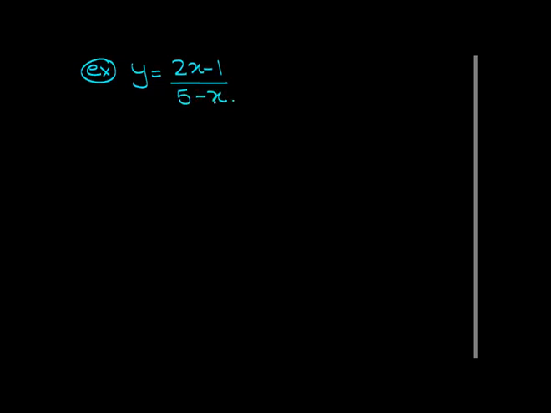Now this equation, or you can think of it as a formula, calculates y given x. So for example, if x is 0, on the top we'll get 0 minus 1, and you get 5 minus 0 on the bottom, so you get negative 1 over 5. So y would be that.